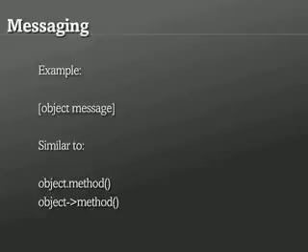Now the term messaging refers to sending a message to an object. As you can see, this is similar to executing a method in C++ and Java. Note the square brackets used when sending a message to an object.